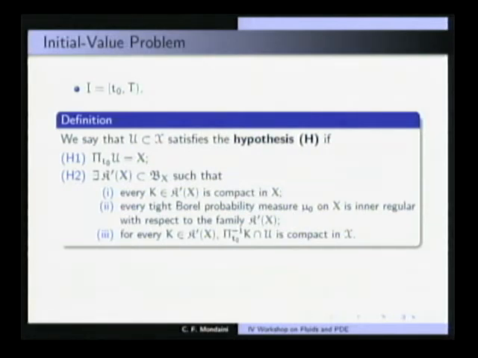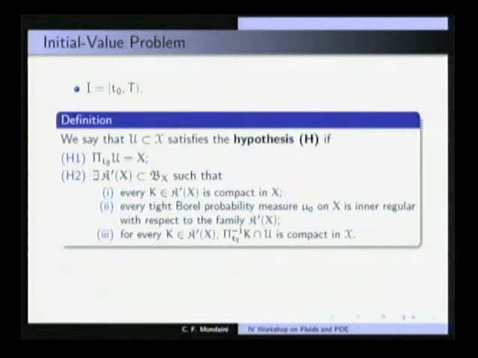the first condition, which is simply a condition of existence of individual solutions. For every point here in the phase space, you have a point here in the set of solutions, which starts at the point that you have taken in the phase space. And the second one is simply a kind of preservation of compactness. If you start with a set of initial conditions which is compact, then the set of solutions which have started at this set is also compact.